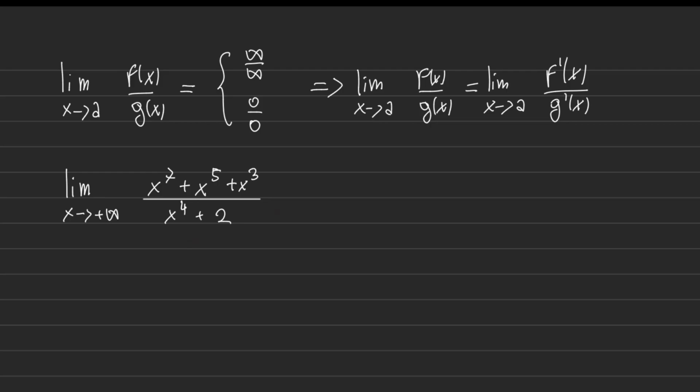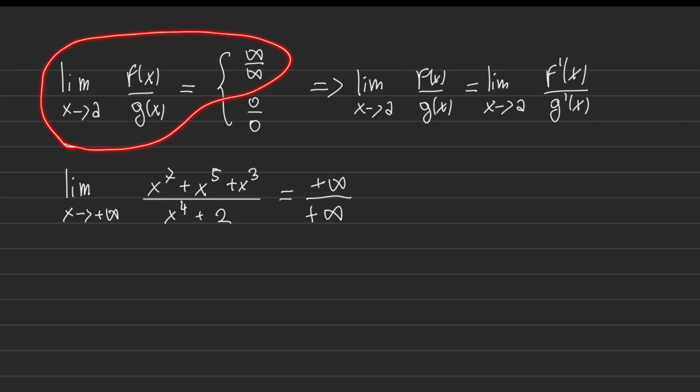Let's just plug x equal to infinity in our limit. In the numerator we get infinity, infinity, infinity, so this is plus infinity divided by plus infinity. So in principle we are able to use L'Hopital's rule, because we are in a situation with f over g and the limit is infinity over infinity.